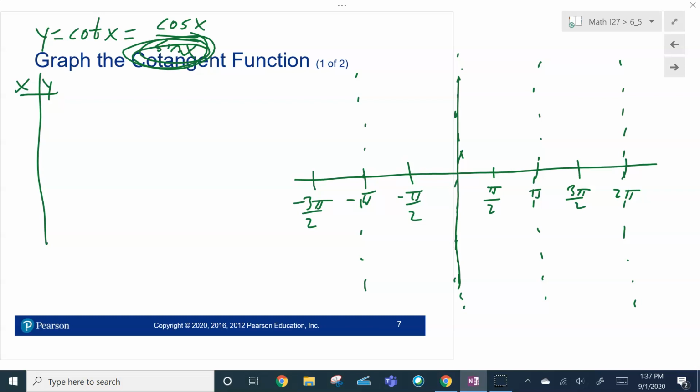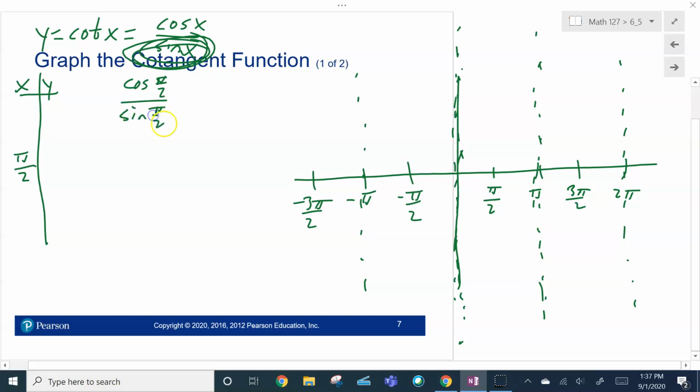pi halves. The reason I'm going to pick pi halves is that I'm right between the vertical asymptote at x equals 0 and x equals pi. I'm just going to split them. I know the cosine at pi halves is 0 and the sine of pi halves is 1. So I have 0 over 1, which is 0. So that's an easy point. At 0, I'm undefined; that's a vertical asymptote.